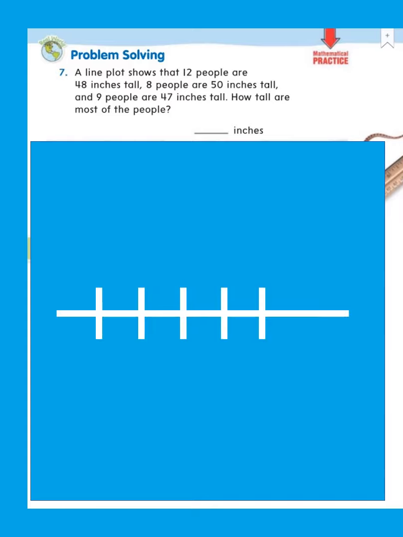So I've got my little line plot set up, and I'm going to just take all of the numbers that I see there. So I've just put down here numbers 46 through 50. Okay, and the reason why I chose these numbers, I didn't even need the 46. It tells us that we've got 48 inches, 50 inches, and 47 inches. Okay, so my lowest one is 47 to 50.